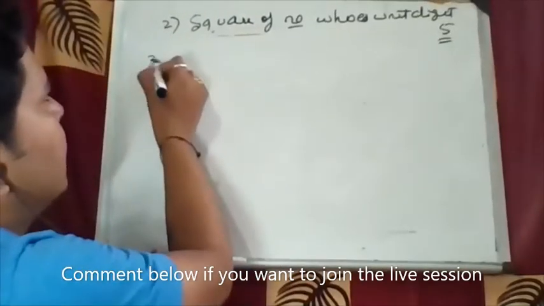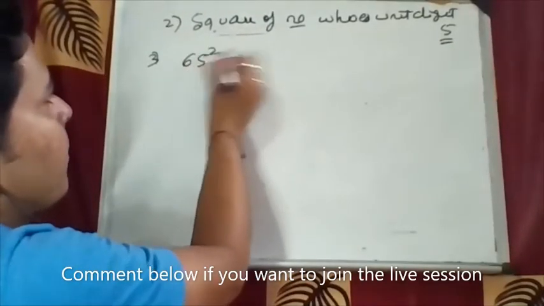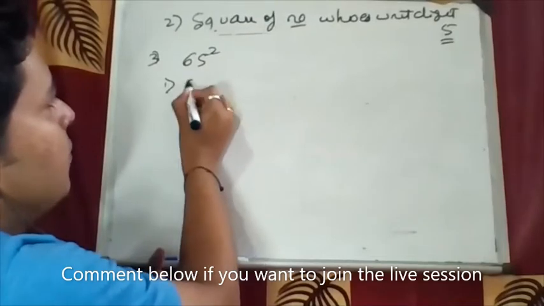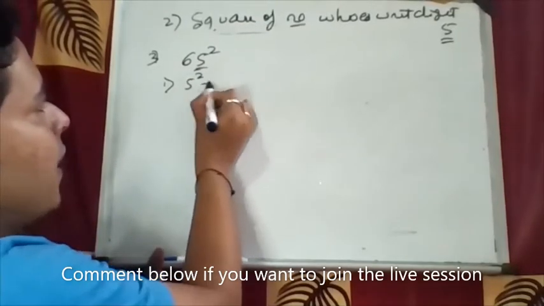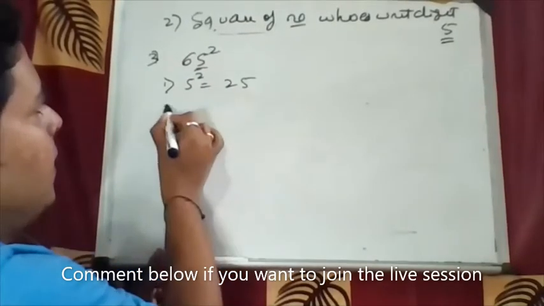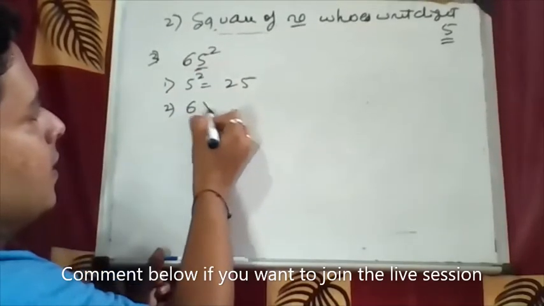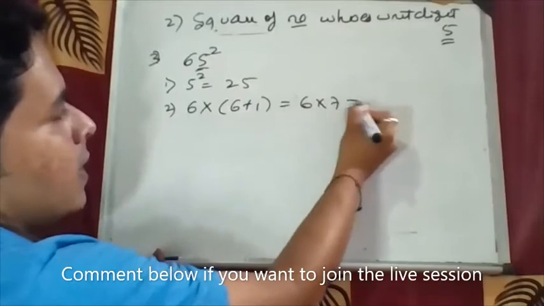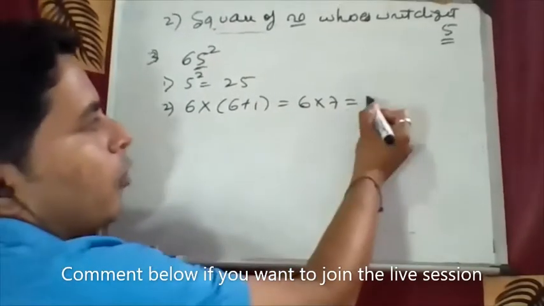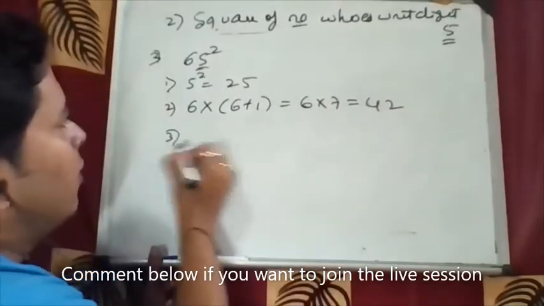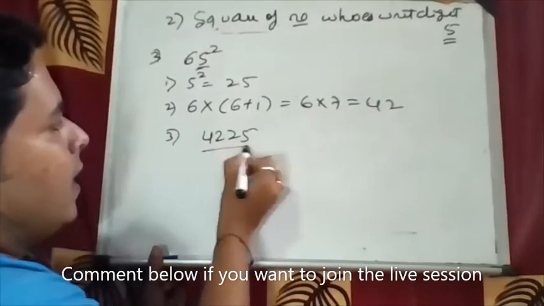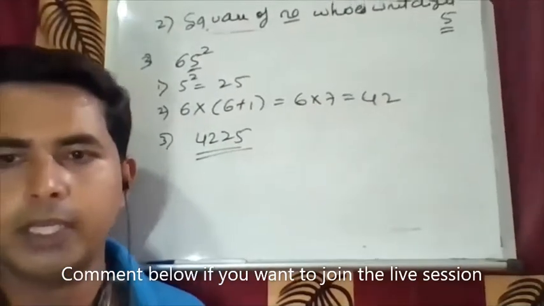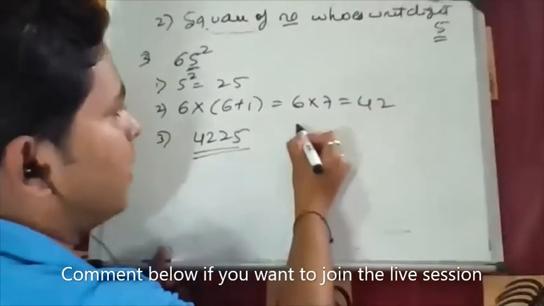For example, third one, 65 square. So first step is 5 square because the unit digit is 5. That is 25. And the successive number of 6 is 6 plus 1, so that is 6 into 7. 6 into 7 is what? 42. Okay. So I combine now. 42 and 25 is the answer. Okay. So I'll take one more example. You people try.